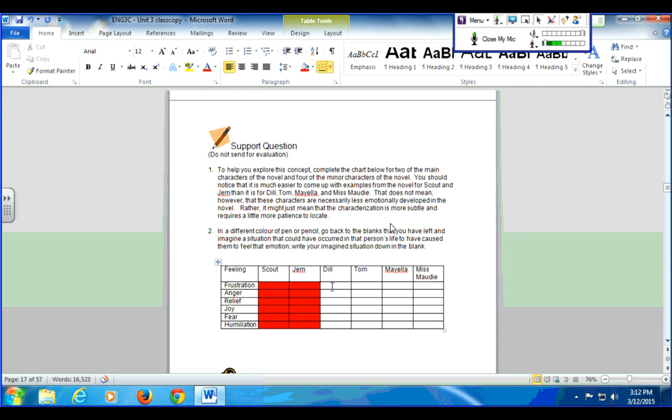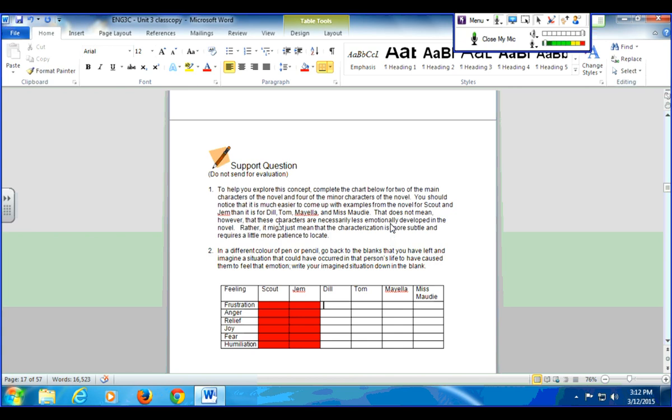Now, if you haven't read all the way through chapters 12 to 21, you may have a hard time answering the parts for Tom and Mayella. So if you have to, leave those blank and come back to them once you have looked at chapters 12 to 21.